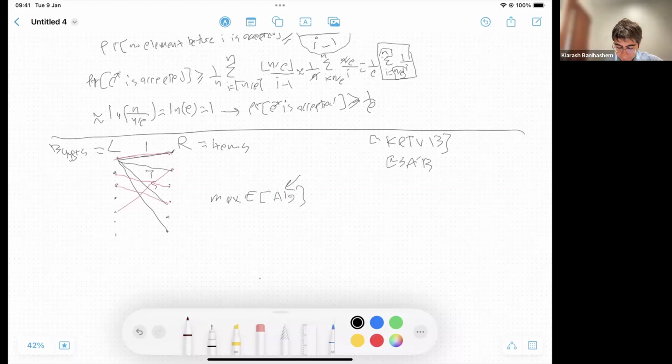And the goal is to maximize the ratio of this expectation to the expectation of the optimum offline matching, right? Regardless of how these buyers arrive, once all of them have arrived, I can calculate an offline optimum matching on them, and I'm going to try to maximize the ratio between these two.